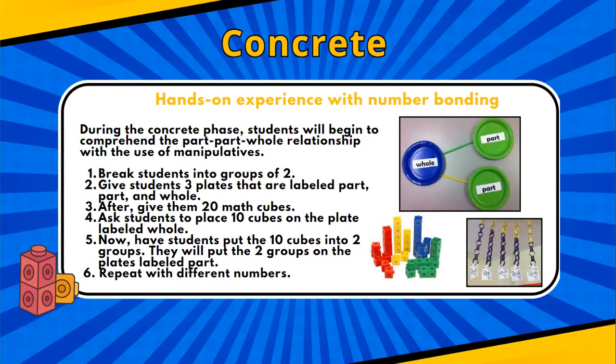By putting 10 counters into the 2 groups, children learn the different ways that 10 can be made. So for example, 5 and 5, 6 and 4, 7 and 3. And then you're going to repeat with different numbers. So you can do 8 as a whole number instead, and then they will split it into 4 and 4, 6 and 2, 7 and 1. There's lots of different ways and numbers that you can do with this activity.